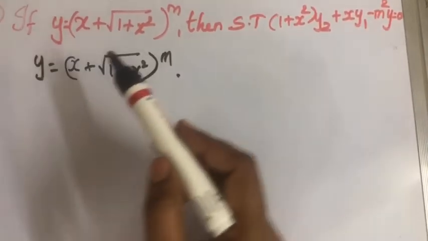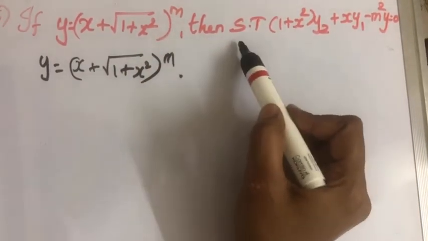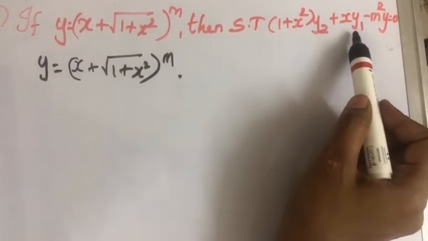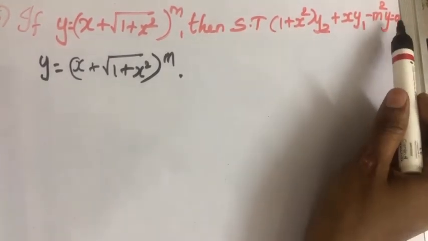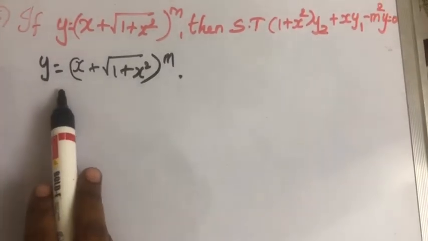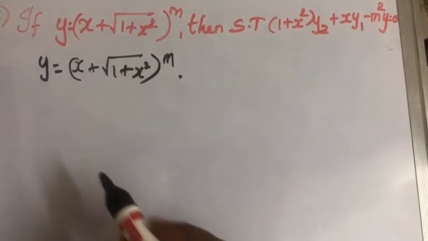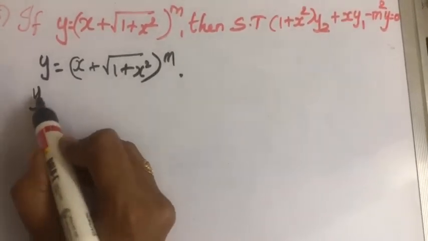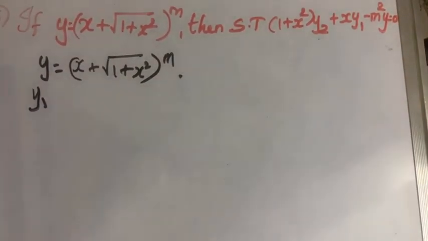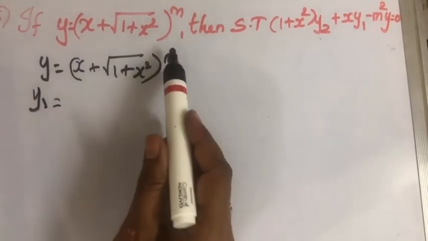If y is equal to x plus square root of 1 plus x square, the whole power m, then show that 1 plus x square y2 plus x y1 minus m square y is equal to 0. It's given that y is equal to x plus square root of 1 plus x square, the whole power m. We need to find y1 because we need y1 and y2 to prove this. So first let's find y1.